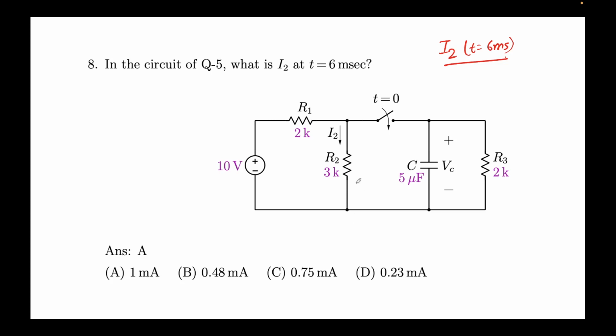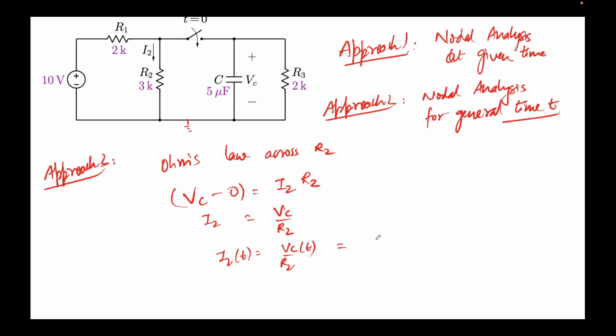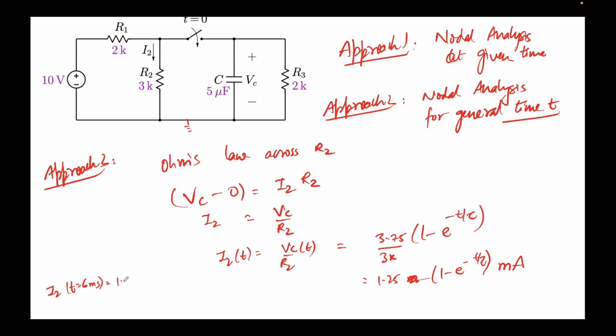We are required to find this at t equal to 6 milliseconds. We already know the expression for VC. It looks something like this. The value of R2 is 3k, so let's put this here. This comes out to be 1.25 milli times 1 minus e to the power minus t over tau. Let's take milli outside, milliamps. The unit is milliamp for current, right? We are required at t equal to 6, so I'm putting t equal to 6. So I2 at t equal to 6 milliseconds will come out to be 1.25 times 1 minus e to the power minus 6 divided by 3.75.